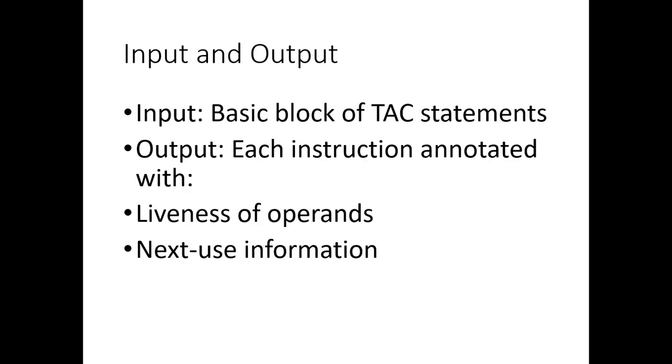Input and output. This analysis takes a basic block as an input, written in three-address code. The output is nothing but each instruction annotated with the liveness of all variables, then next use, which is the line where they will be used next. This helps the compiler make smarter decisions about register use.